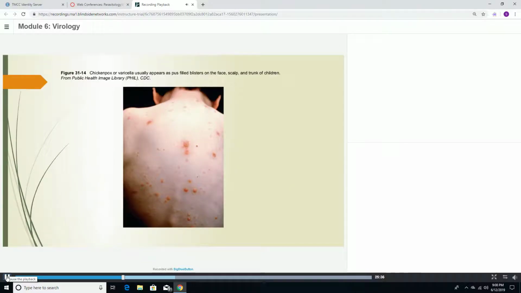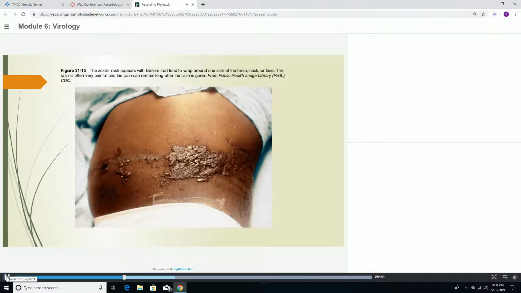This is a picture of chickenpox or varicella. It usually appears as pus-filled blisters on the face, scalp, and trunk of children. Most of us have had chickenpox. There wasn't really a vaccine when we were children, so we've all had it before. It's very itchy. This picture is a picture of shingles. So this is a zoster rash. It's blisters that tend to wrap around one side of the torso, neck, or face, and they're very painful, and the pain can remain long after the rash is gone.